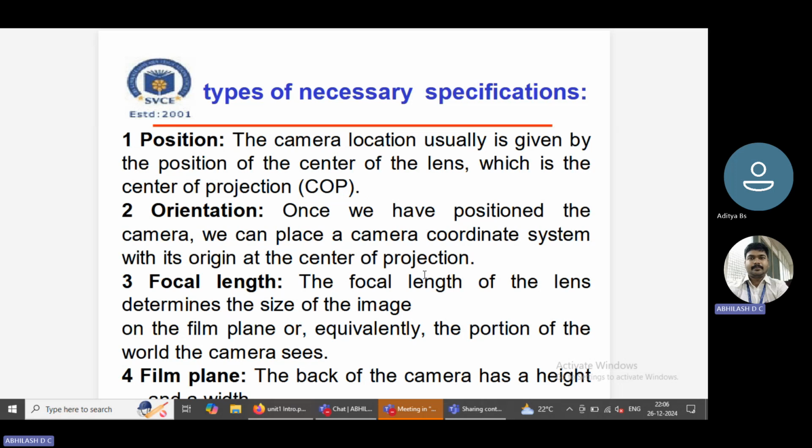Position refers to the camera location, where the camera is. The camera usually is given by the position of the center of the lens, which is called COP, that is the center of projection. Orientation refers to, once we have positioned the camera, we can place a camera coordinate system with its origin at the center of projection, meaning I can move my camera towards or away from the object. The focal length determines the size of the image, whether you want a bigger image. In other words, you can zoom it and unzoom it. Film plane is the back of the camera, which has the height and the width.